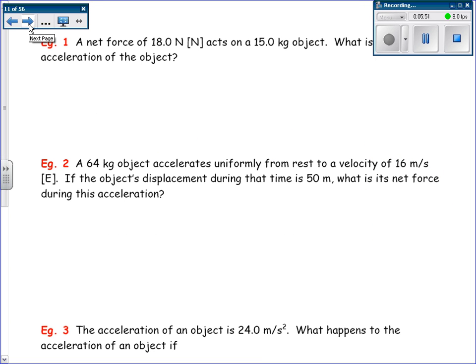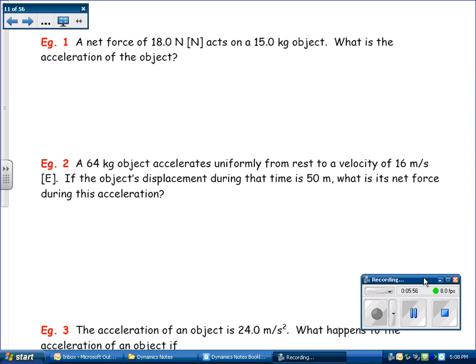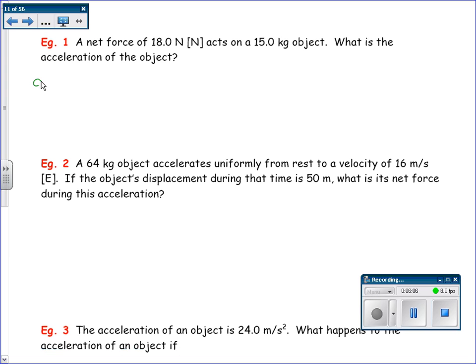Okay, and we'll just do some examples with Newton's second law. So we have a net force of 18.0 newtons acts on a 15 kilogram object. What is the acceleration of the object? So this is a pretty straightforward formula. And so for all lessons for me to have been absent for, this is actually pretty straightforward and easy, and you guys shouldn't have any difficulty.